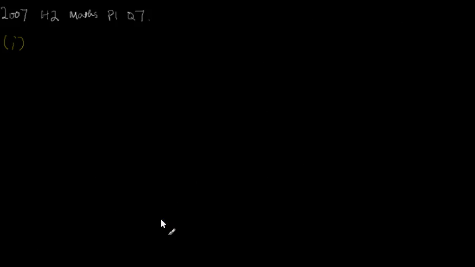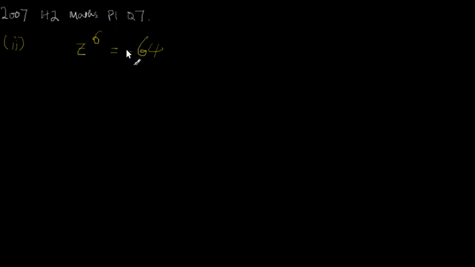In part 2, let's see what we need to do. Okay, we need to solve z to the power 6 equals minus 64. Now in order to do this, we need to give the solution in the exponential form.